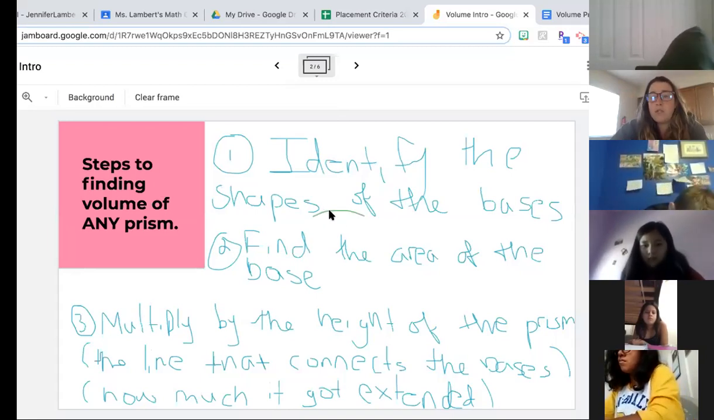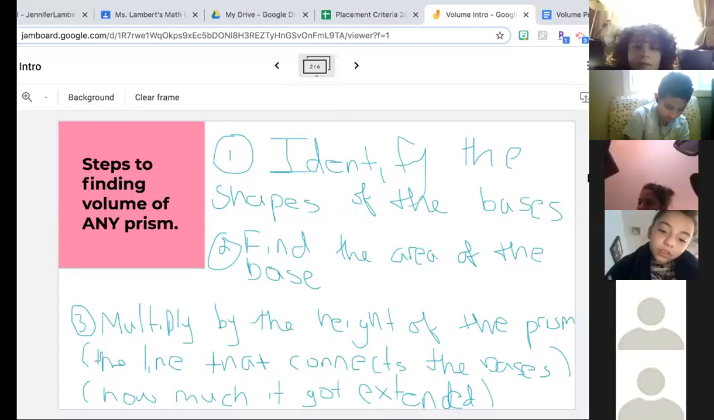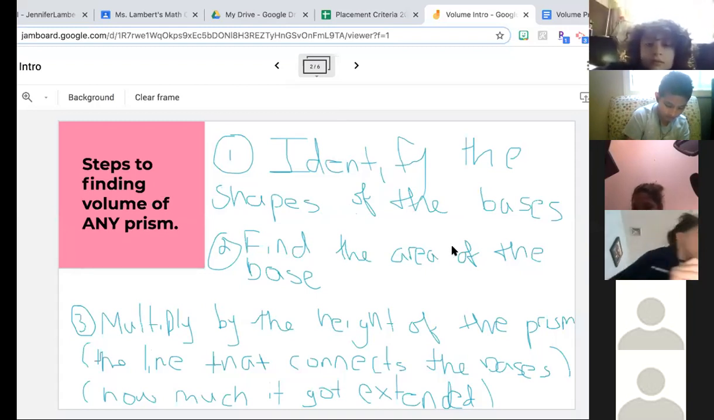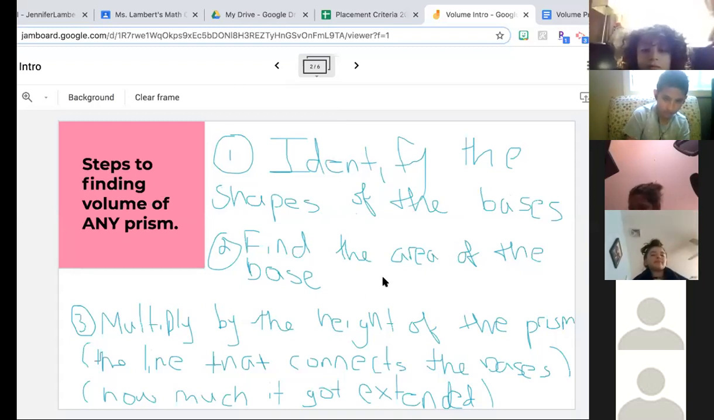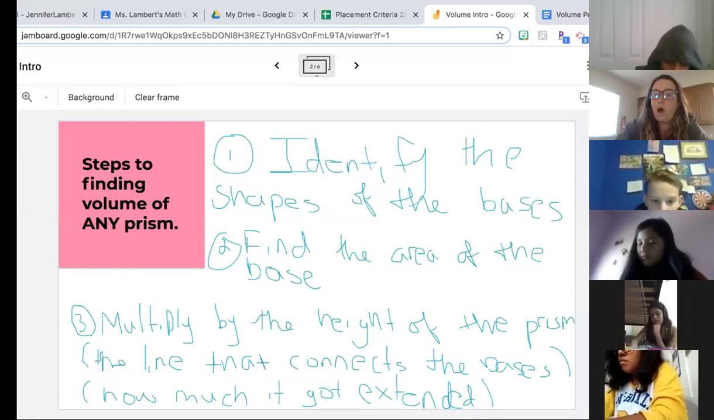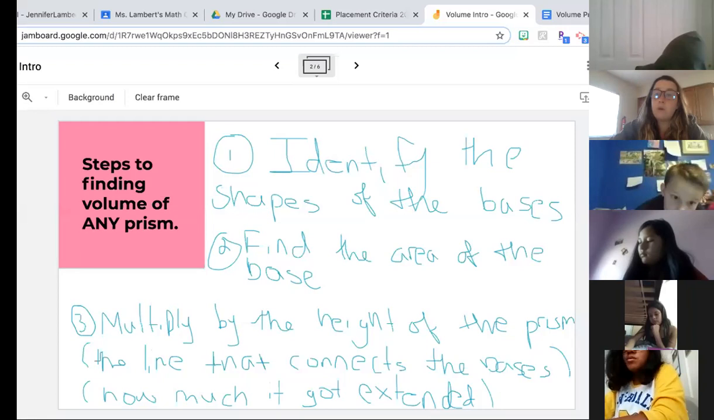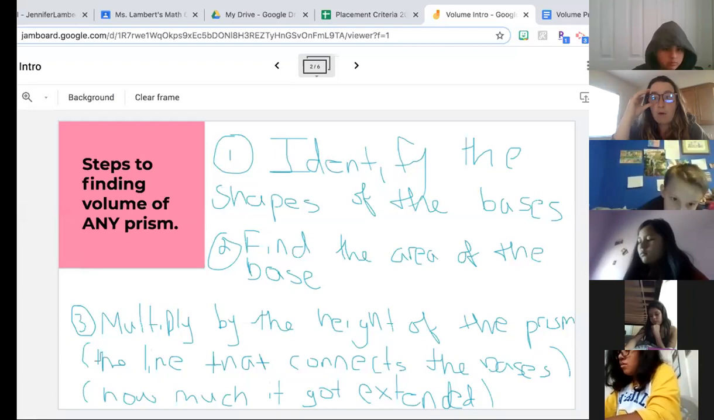So that's the first thing, is we need to identify the shape of the bases. After we identify the shape of the base, we want to find the area of that shape. Okay, so then the second thing is to find the area of the base of that shape. So if I had a triangular prism, I would need to find the area of the triangle. If I had a cube, those are square faces, so I would find the area of a square. If I had a rectangular prism, I'd find the area of a rectangle.